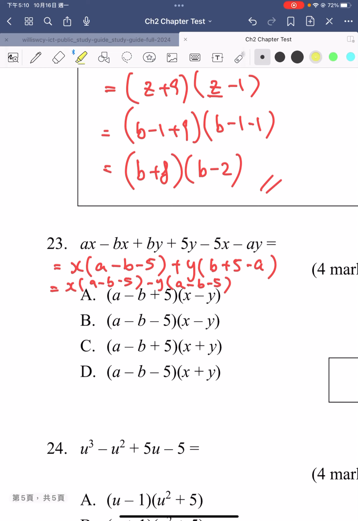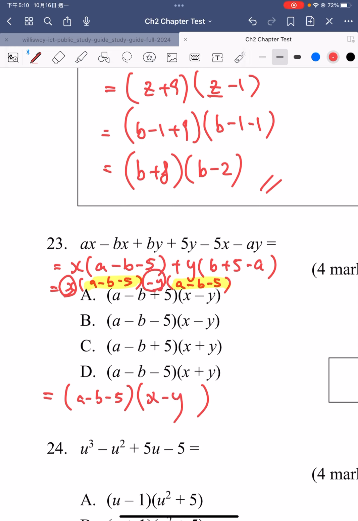So now you can say that a minus b minus 5 is a common factor. We take out the common factor, a minus b minus 5, then we give a bracket. What we are left with is x and minus y, so we write down x minus y. So the answer for this question is going to be answer B.